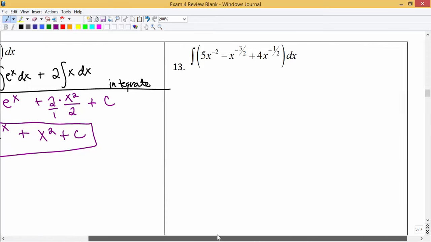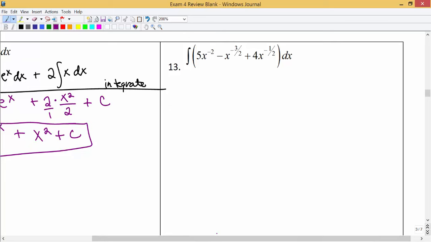For number 13, once again, we're evaluating or finding the indefinite integral. And we have, once again, three terms. So I'm going to choose to rewrite this by separating each one of these terms into their own integration problem. So I'm going to integrate the first term. It has a constant of 5, so I'm going to go ahead and bring that constant out.